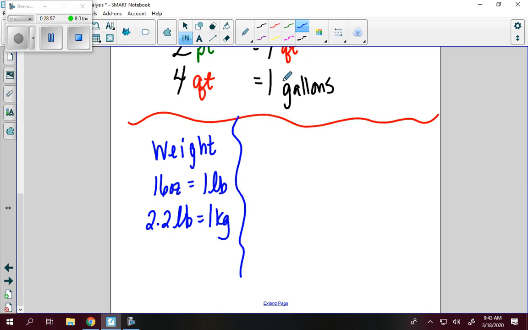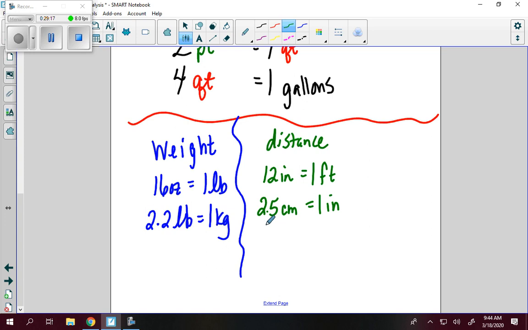When you're talking about distance, you could say that there are 12 inches in 1 foot. There are 2.5 centimeters in 1 inch. Also, I've seen 2.54 centimeters in 1 inch. I don't really know what more. I'll provide this just in case. I'll provide the chart as well, probably online.